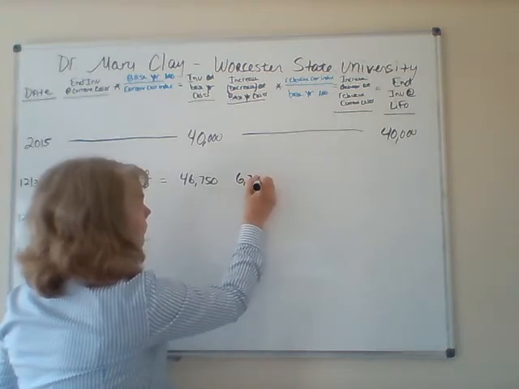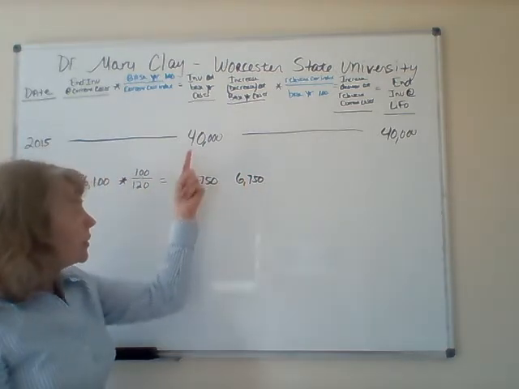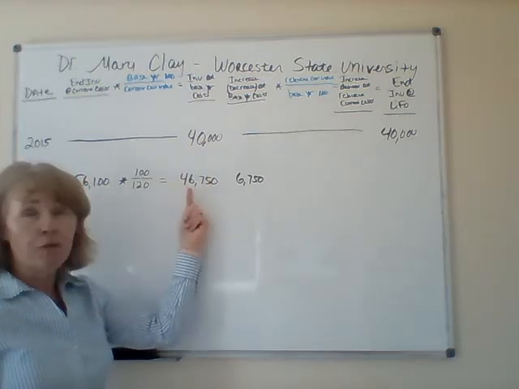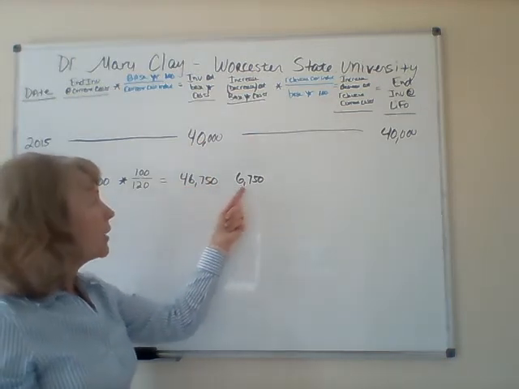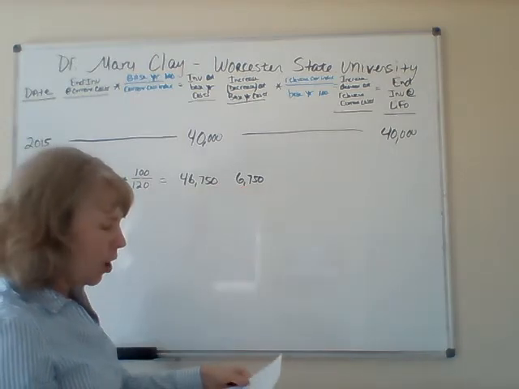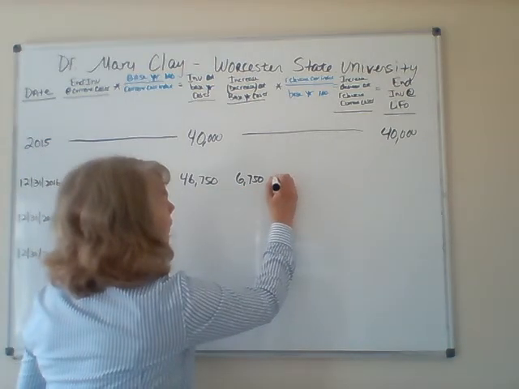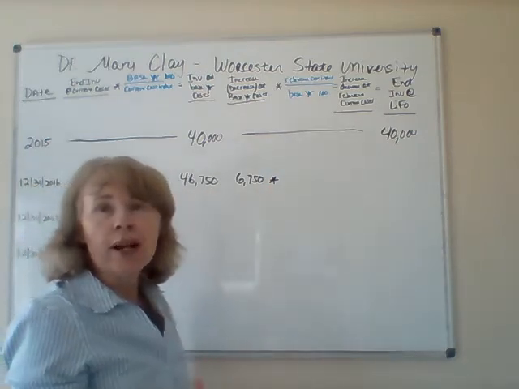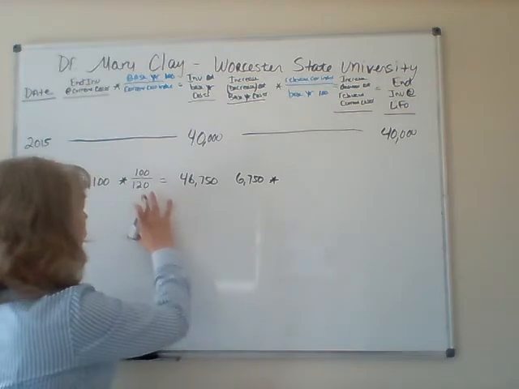Okay? All right, let me point this out. This is a positive number, right? It was 40,000, it's now 46,750. That's positive. So I show that as positive. When it's positive, my first layer was positive, so I just flip the first fraction.